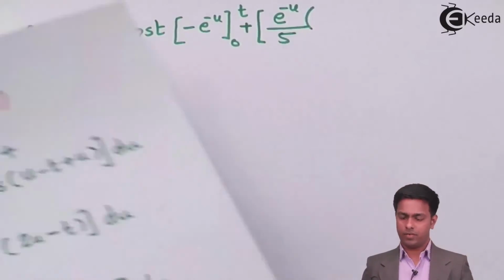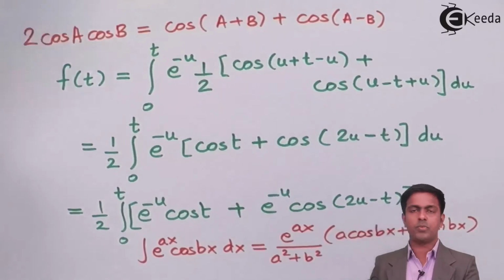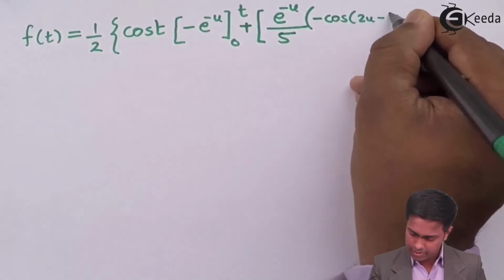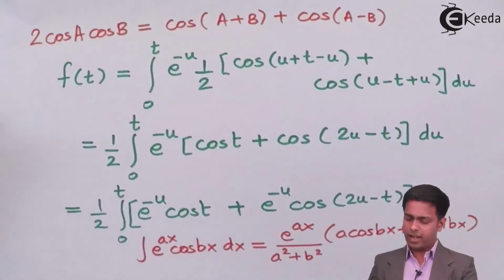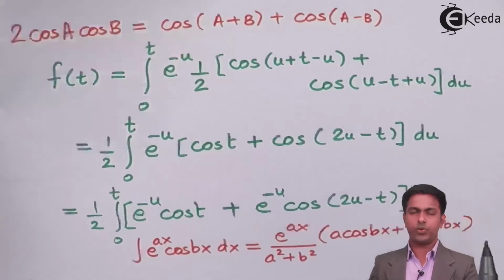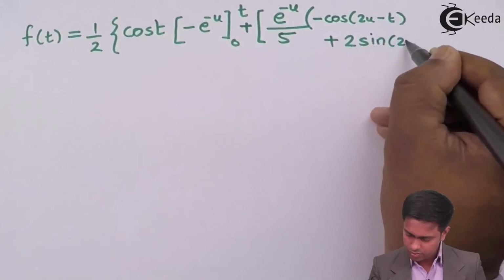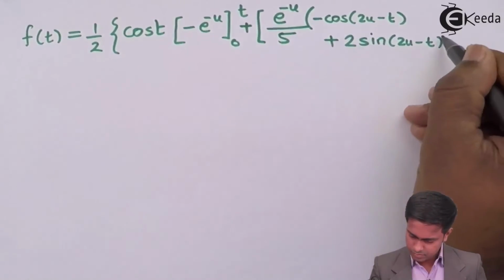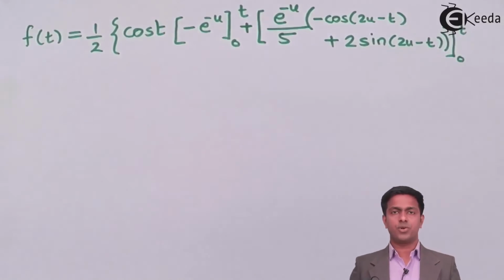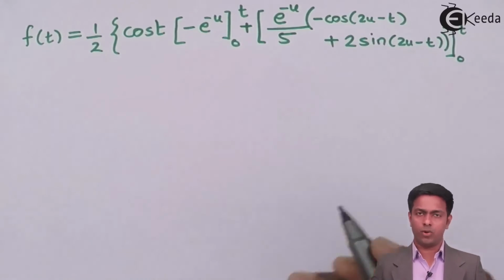In the bracket we'll get a, which is minus 1. So minus 1 into cos bx, so it is 2u minus t. So minus of cos of 2u minus t. Next we have plus b, so the value of b is 2, so plus 2 into sine of 2u minus t. And guys, it is from 0 to t. Now let's evaluate the integral by putting the upper and lower limit.